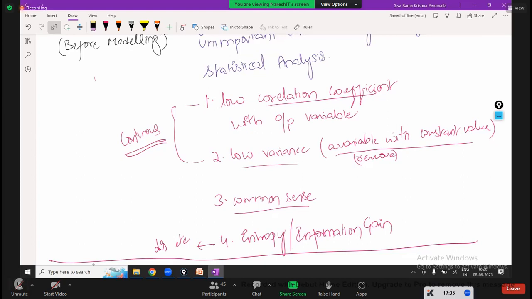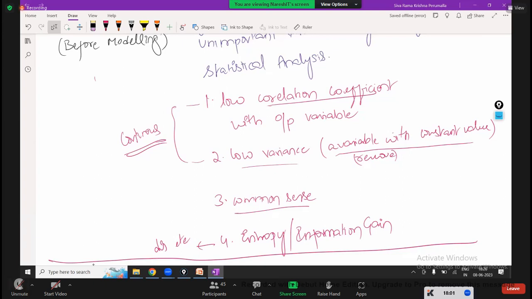Correlation coefficient with the output variable: whichever is having a very low correlation coefficient, like less than 0.3, everything you can drop. Sir, for example, a correlation of 0.35 is there, sir. Input and output variable is having a correlation coefficient of 0.35. Now, should I drop or should I not drop? Just keep that one.